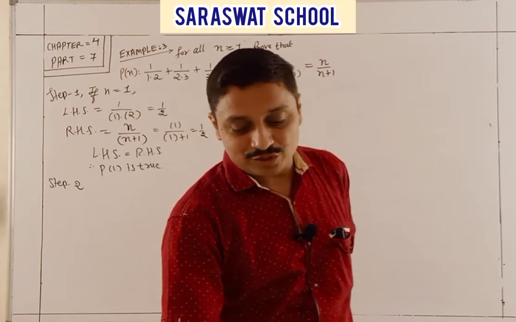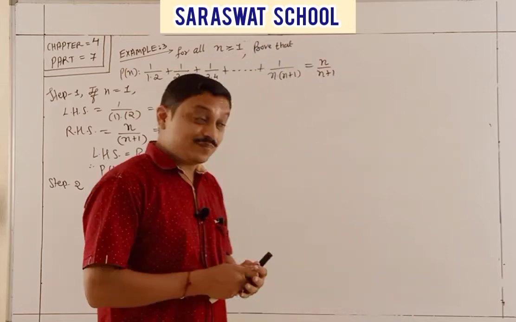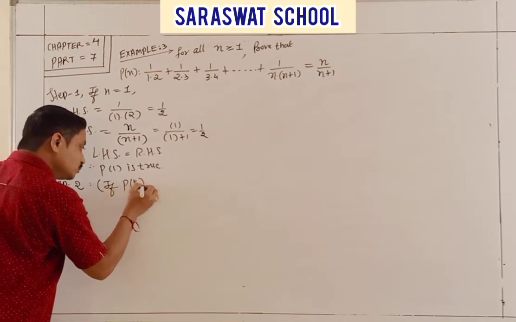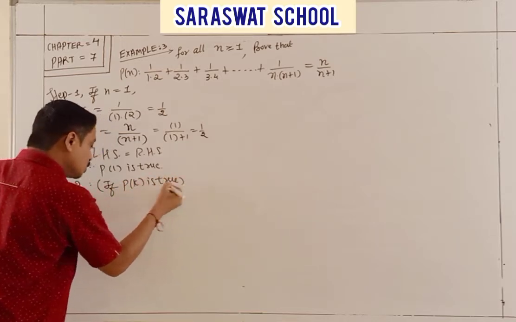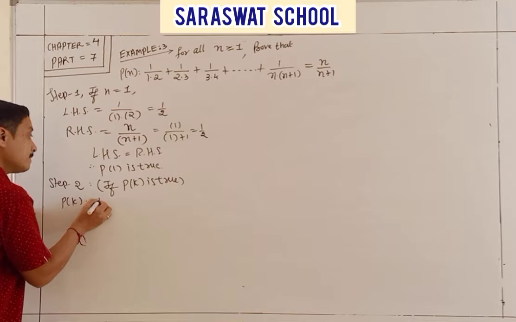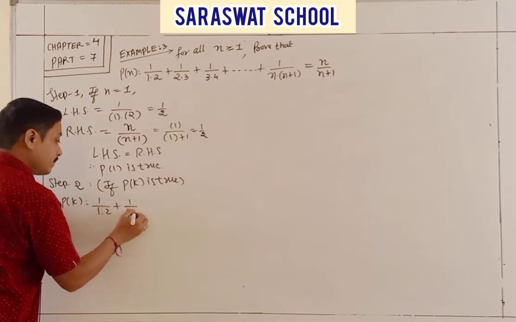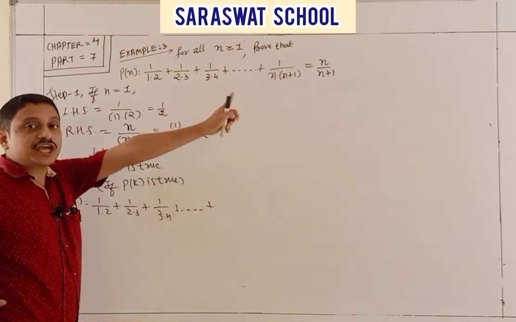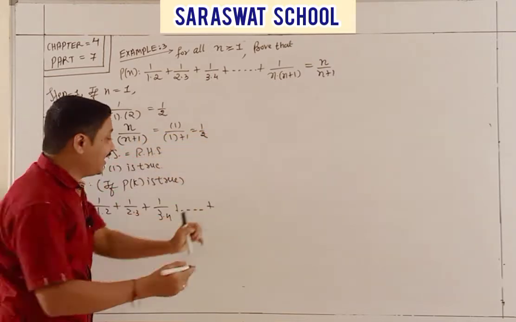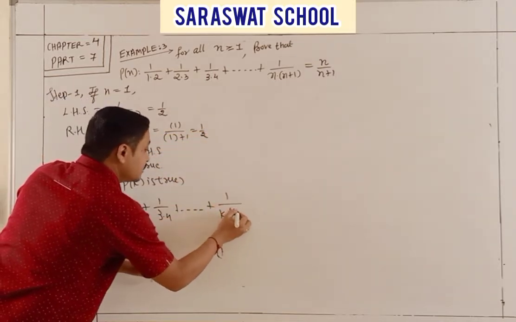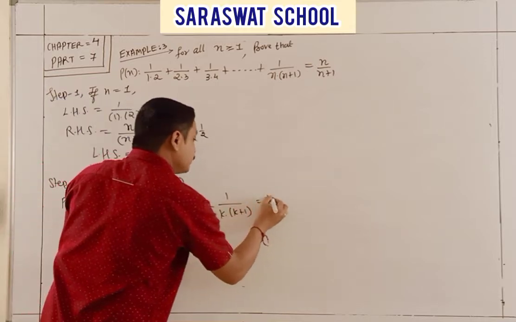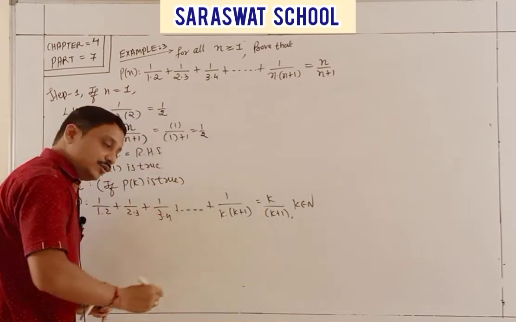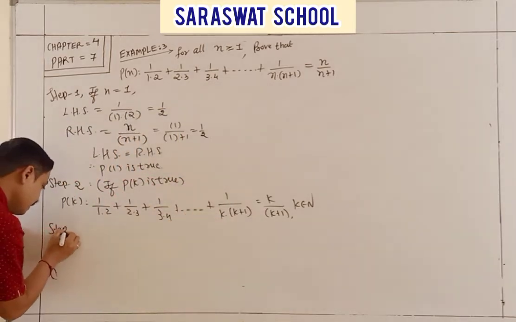Now we go ahead. Step 2. If Pk is true, what is P of k? Write down the same data, changing n to k. The sum up to k is equal to k upon k plus 1, for k belongs to natural numbers.